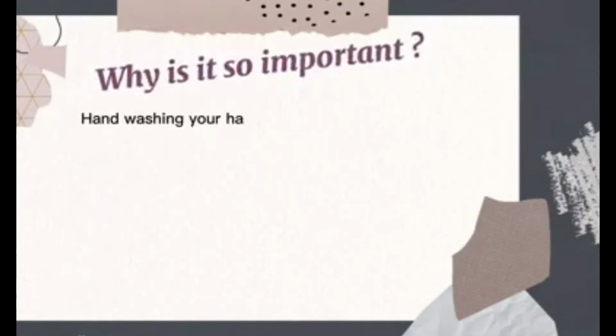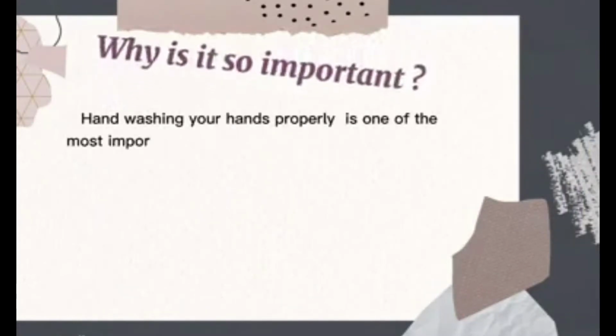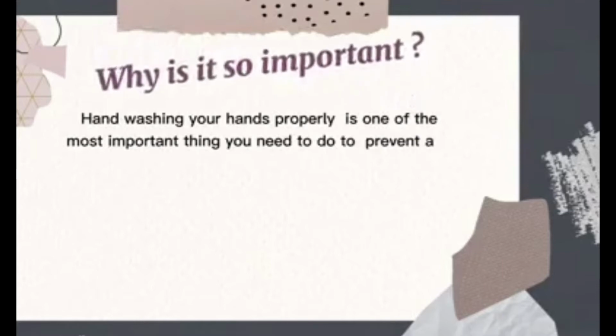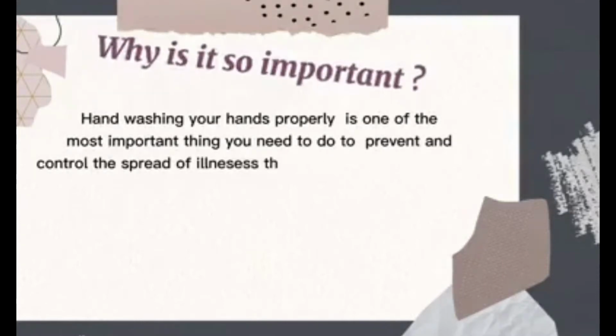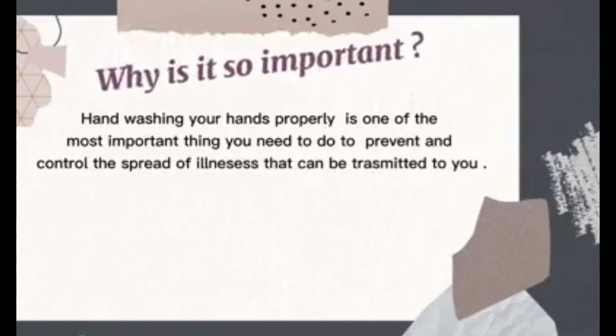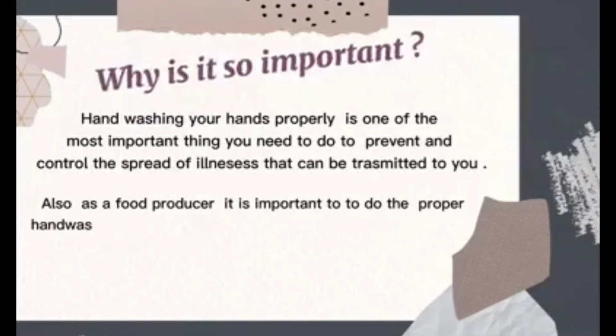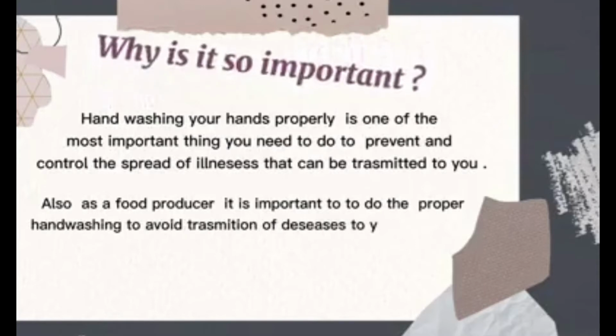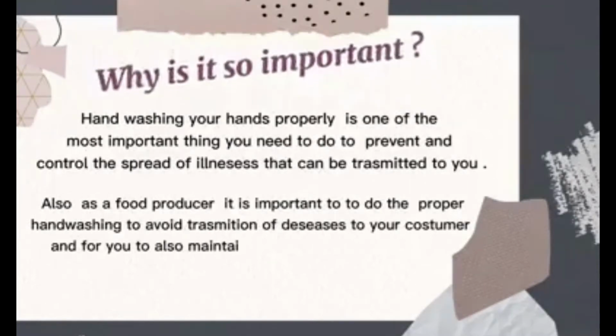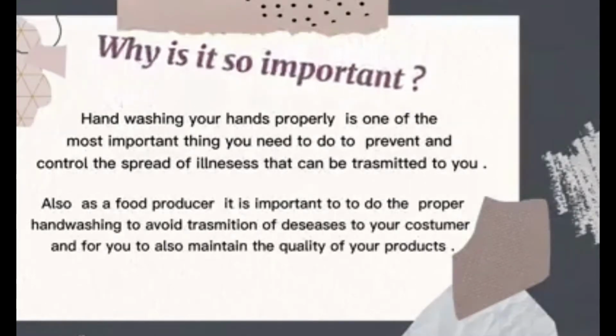So why is it so important? Washing your hands properly is one of the most important things you need to do to prevent and control the spread of illnesses that can be transmitted to you. Also, as a food producer, it is important to do proper hand washing to avoid transmission of diseases to your customers and for you to maintain the quality of your product.